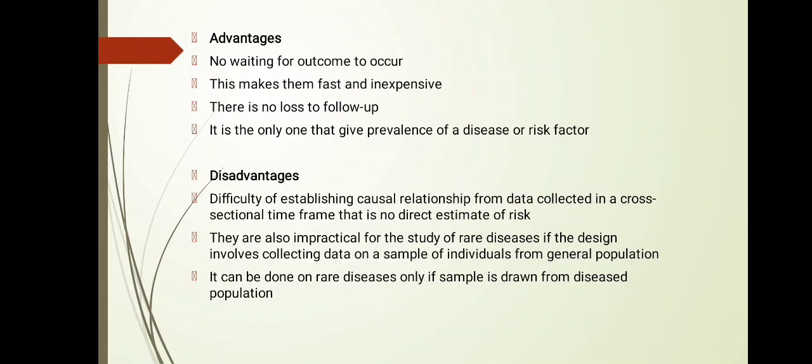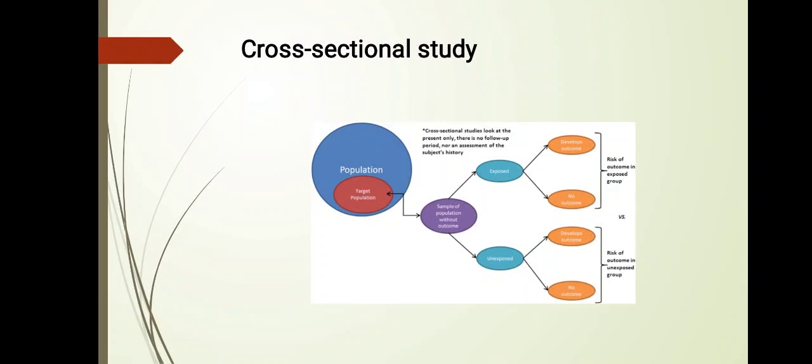Advantages: no waiting for the outcome to occur. This makes them fast and inexpensive. There is no loss to follow-up. Disadvantages: difficulty of establishing a causal relationship from data collected in a cross-sectional time frame, and they do not directly estimate risks. They are also impractical for the study of rare diseases if the design involves collecting data on a sample of individuals from the general population. Cross-sectional studies: population, exposed, unexposed, then developing outcomes, no outcomes. This is a flow chart of the cross-sectional studies.